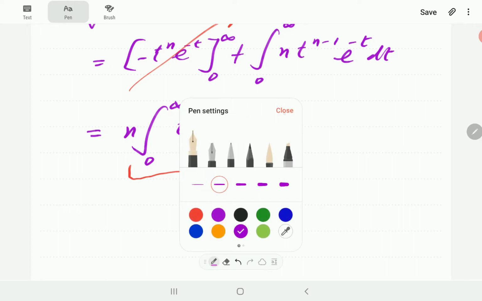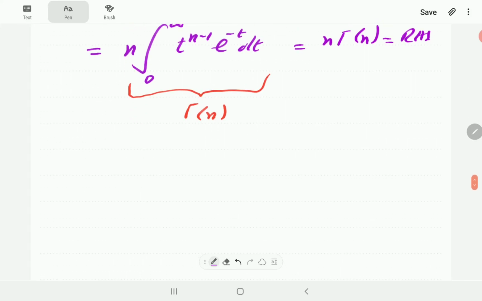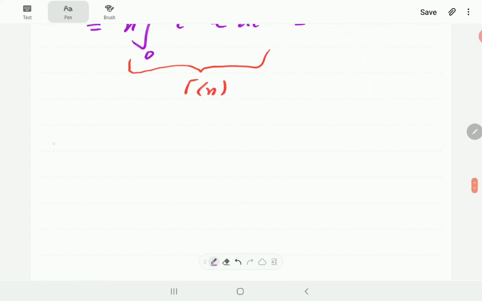So that means this thing is n times gamma of n, which is the right hand side. Okay, then property number 3, we are going to prove using mathematical induction. So gamma of n plus 1 is equal to n factorial.